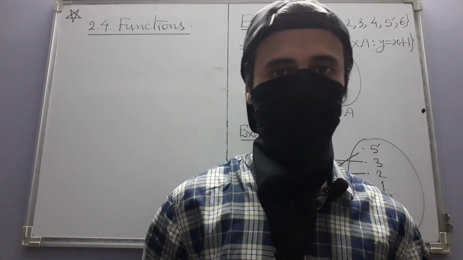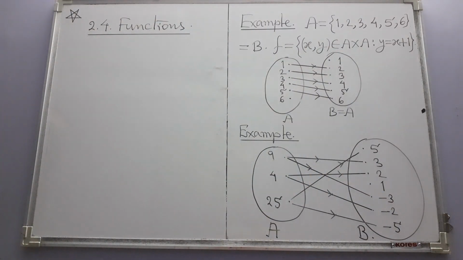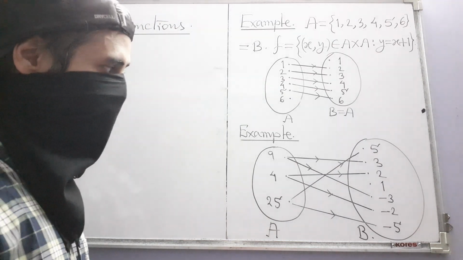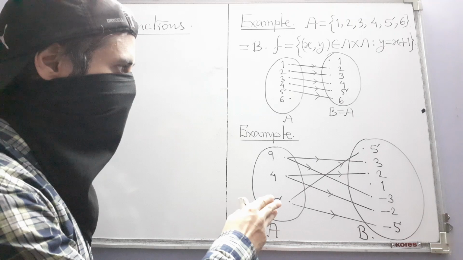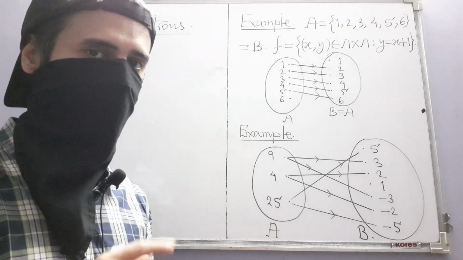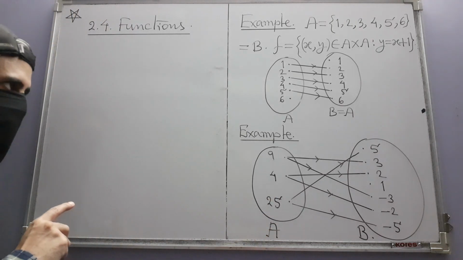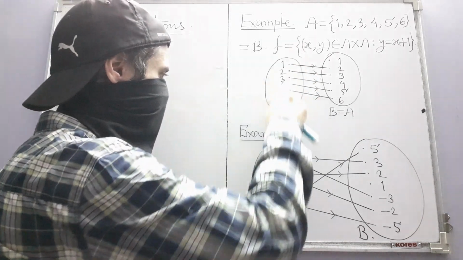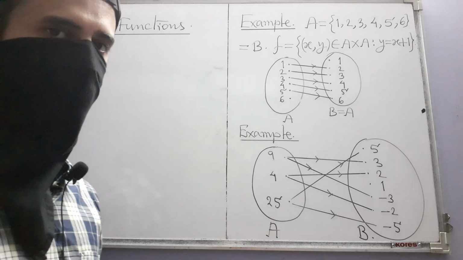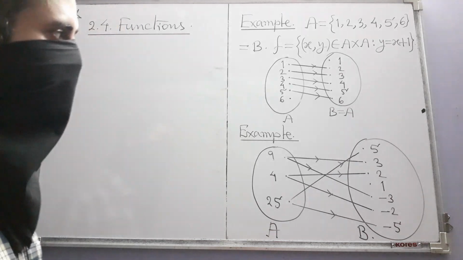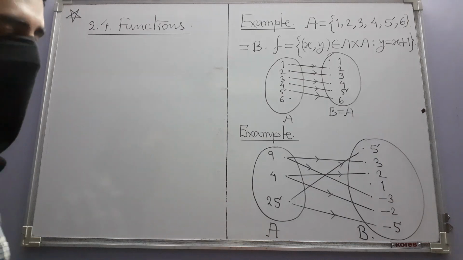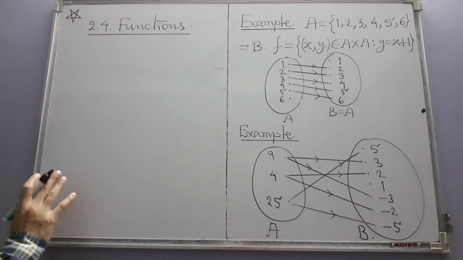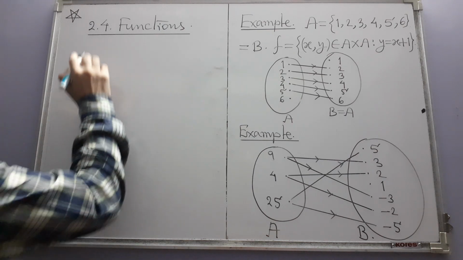So we have finally come to this section where we are going to discuss functions. I have already drawn these examples of relations from the previous section because we are going to use them. Actually, this is example 7 and this one is example 8, but because we are not following any numbering of these examples, I just show the arrow diagrams of these relations. Let us now start with the definition of functions.